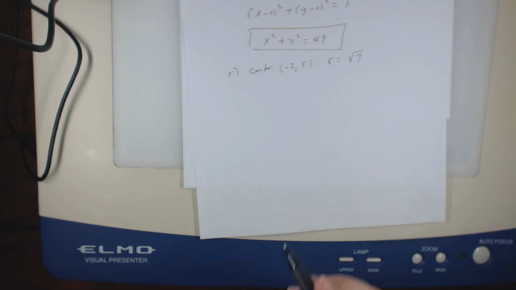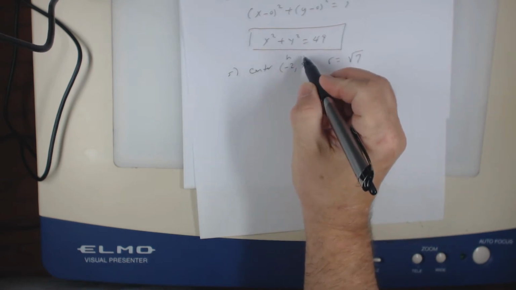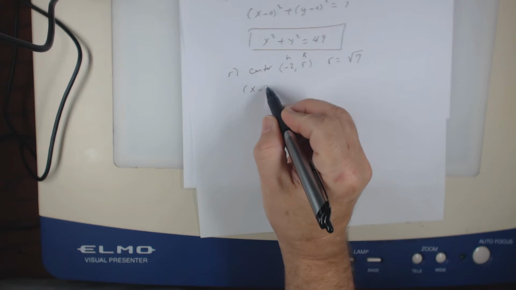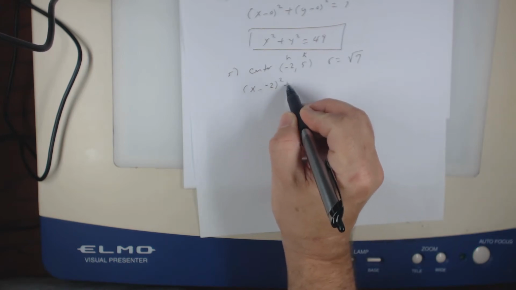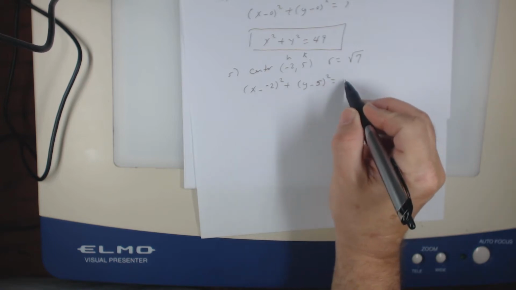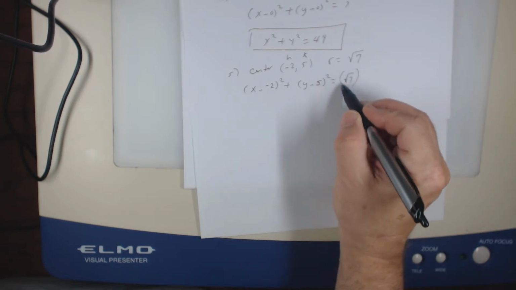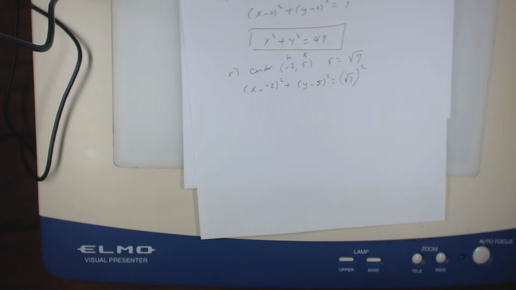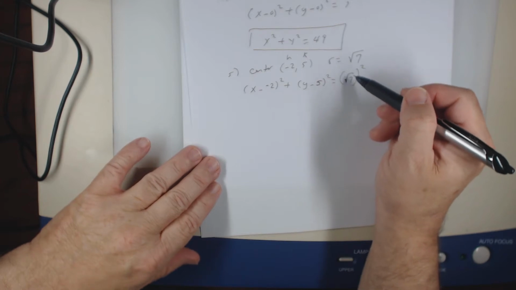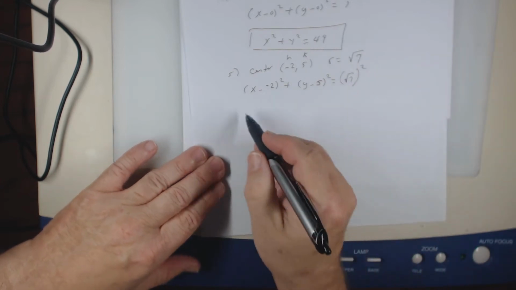So what's your h? What's your k? All right, so x subtract what, squared, plus y subtract what, squared, equals the square root of 7, and what do I do to that? Squared. Remember it's r squared, right? So r is not 7. What's r? Square root of 7. All right, now let's write the answer.